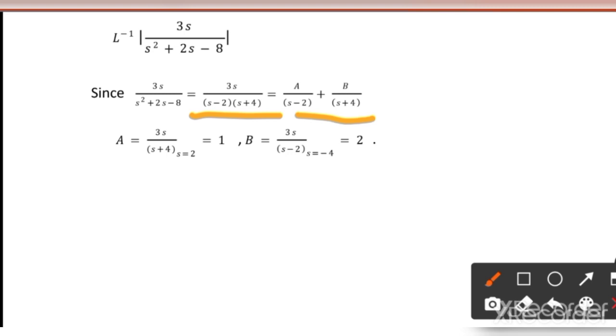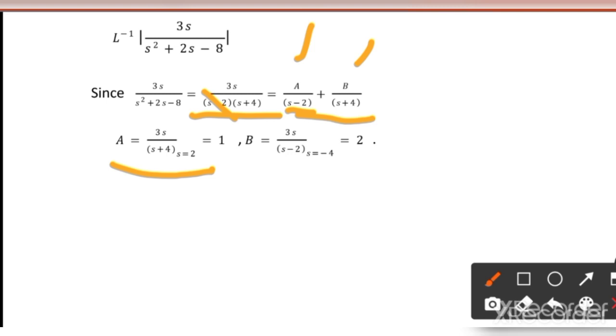And how to get the values a and b? It is very simple. So a is nothing but the left out factor. Just close s minus 2. Because s minus 2 we have taken here, we have 3s by s plus 4. The denominator of a becomes 0 at s equal to 2. So you can write a is equal to 3s by s plus 4 at s equal to 2, which gives 1.